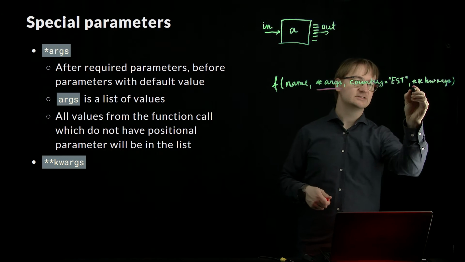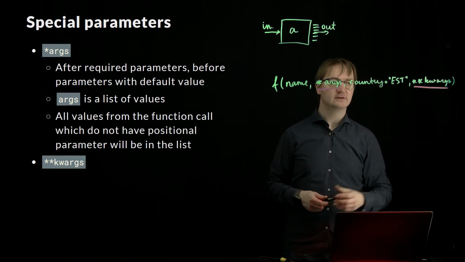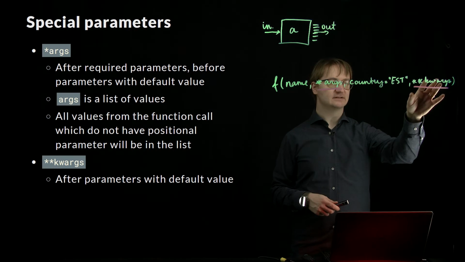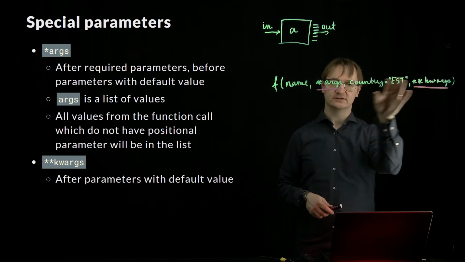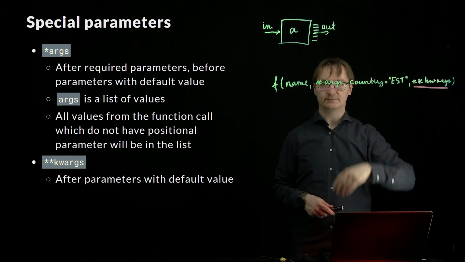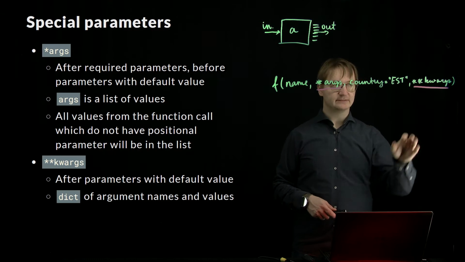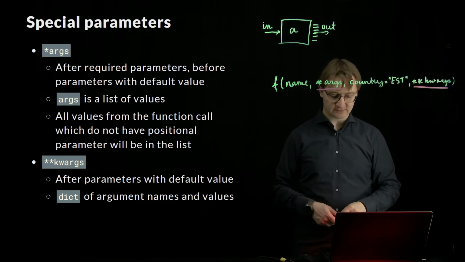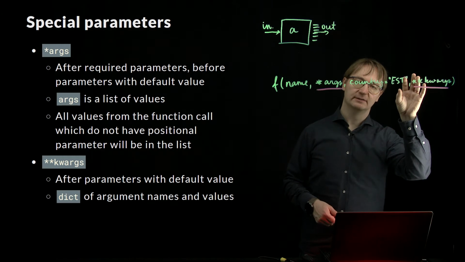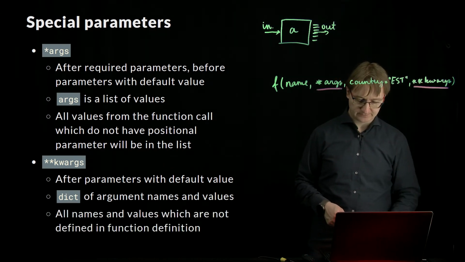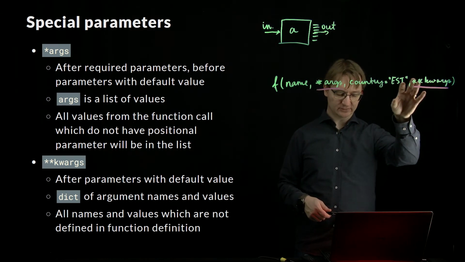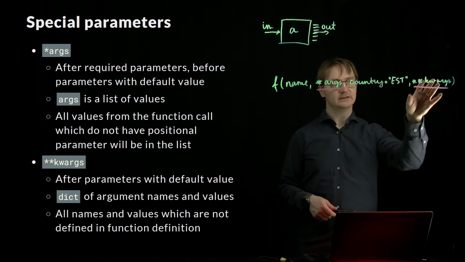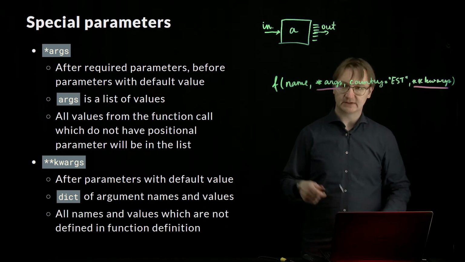Then the other special parameter is kwargs, and here we have two asterisk symbols. And this one will be basically the last parameter of this function definition. It has to come after the parameters with default value. And the data type for this variable kwargs is a dict, or dictionary. So basically it contains both the parameter name and the value. And all the names and values which are not defined earlier or are not part of this args will be part of this kwargs. Let's see how it works.